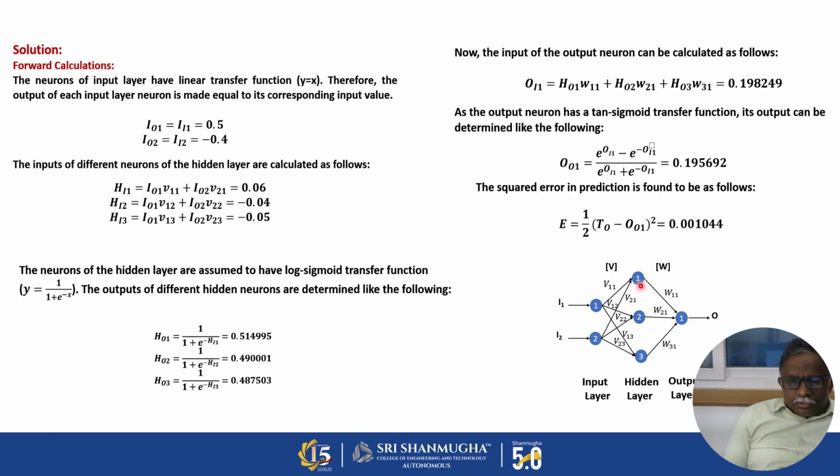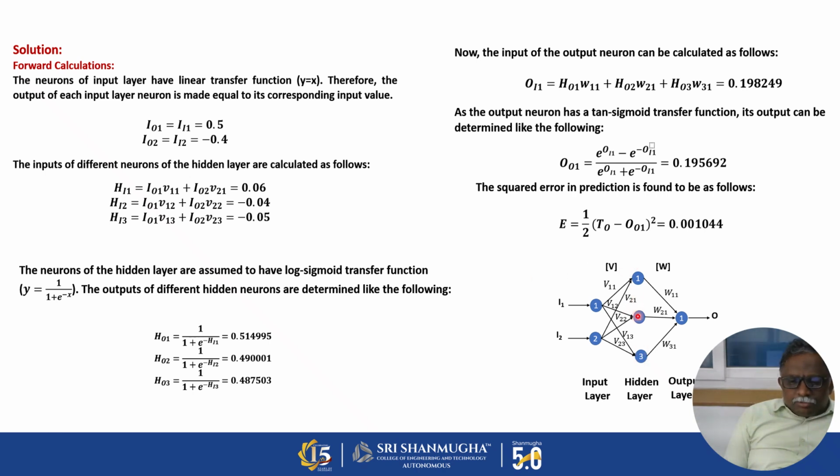Okay. H1 is the input of the first neuron. So where is it getting it from? It is from input 1 and input 2, and the corresponding weights are given over here. So we can calculate for all three neurons in the hidden layer. Once it all gets summed up, we have to activate that.